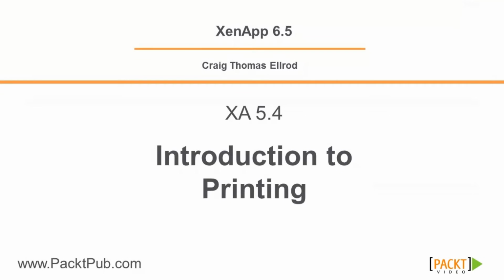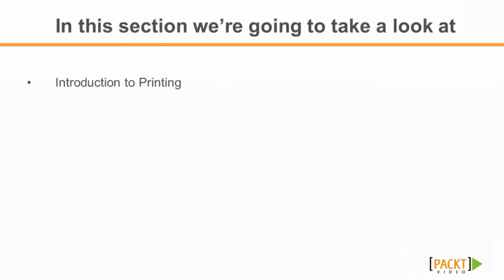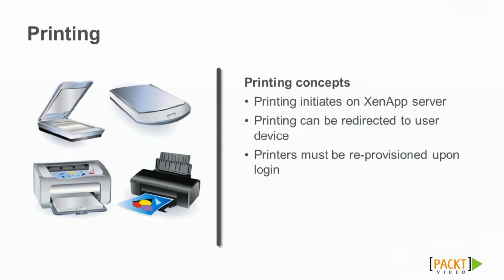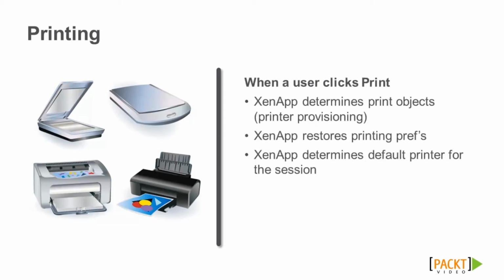In this section, we take a look at an introduction to printing. In a XenApp environment, all printing is initiated by the user on the XenApp server. However, print jobs are not always sent directly from the server to the printing device. Instead, print jobs can be redirected through the client device. Because there is no persistent workspace for users in XenApp, in other words, when a session ends, the user's workspace is deleted, all settings need to be rebuilt at the beginning of each session. As a result, each time a user starts a new session, XenApp must re-provision the printers available in that session. Having said that, it is possible to provide persistence to user printing preferences in XenApp.